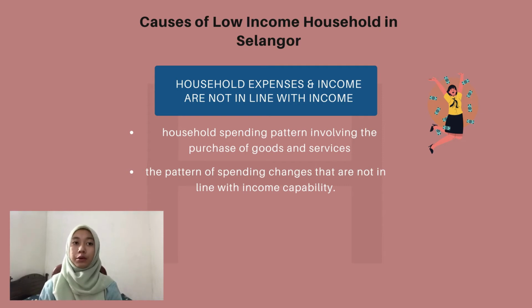The problem that contributes to low household income is due to the pattern or spending changes that are not in line with income capability. This relates to household spending patterns involving the purchase of goods and services that are not in line with the income of the urban population. For example, a family spends more money than the income it receives. This situation has a very bad and detrimental effect on a person because the household has a large amount of expenses.